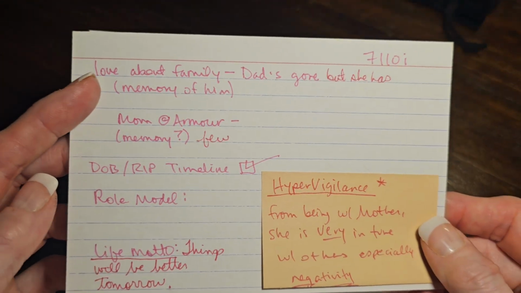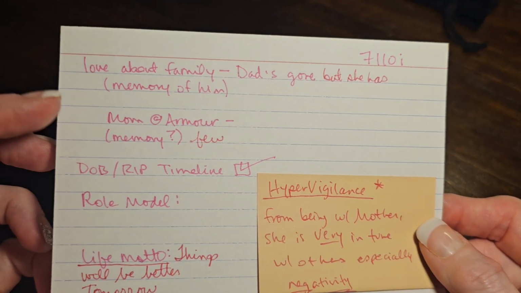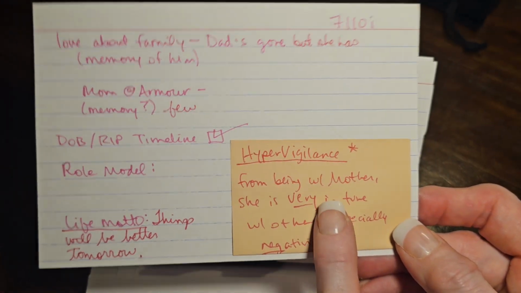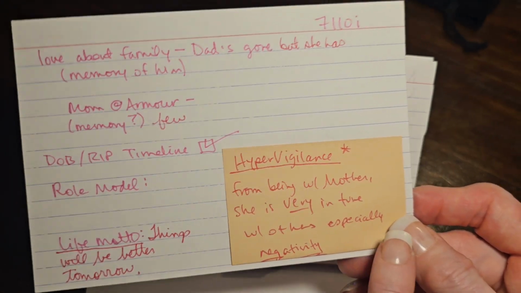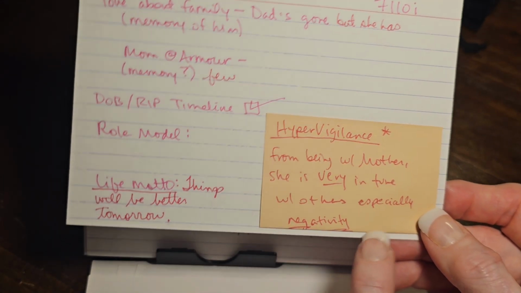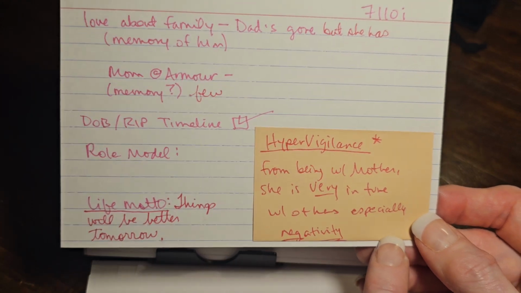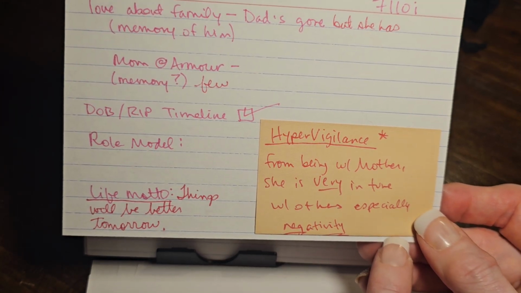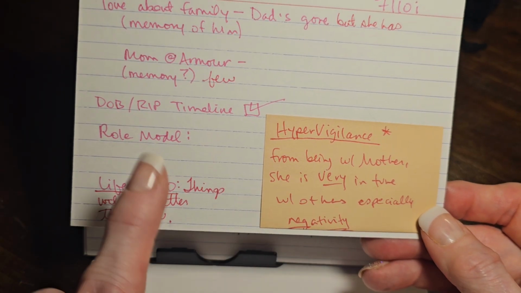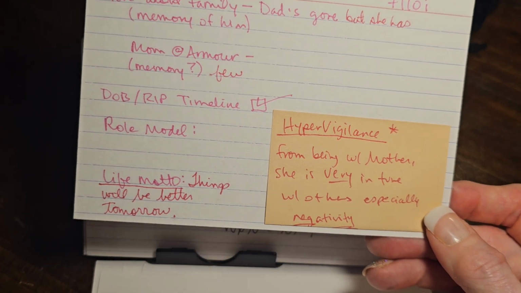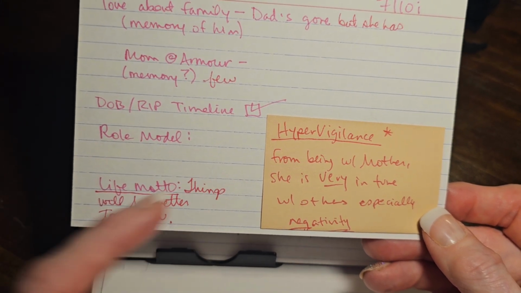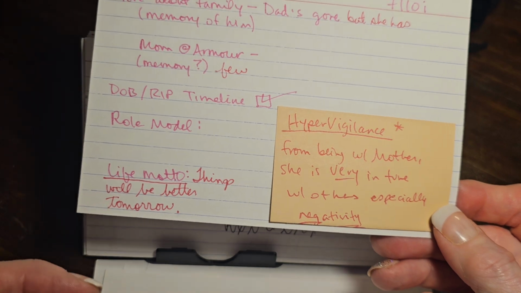What does she love about her family? Her dad's gone, but she has great memories of him. She doesn't have many memories of her mom. Hypervigilance from being with a mother who is very in tune with others. So she has become very aware of what others are thinking because she was raised up until she was 10 by a mother who generated negativity in her life. So these are all things to be worked out in your story. And as you start to plot them out, you start to reveal to yourself what this character is like. Her life motto is that things will be better tomorrow.